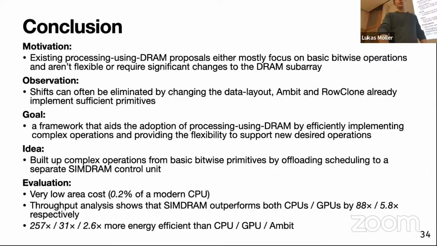The idea was to build up complex operations from basic operations and scheduling, triple row activations, and copy instructions using the SIMDRAM control unit. At the end, we saw that SIMDRAM has very low area cost, around 0.2 millimeters squared, if I recall correctly. And both throughput and energy efficiency wise, it's superior to CPUs and GPUs in many cases.